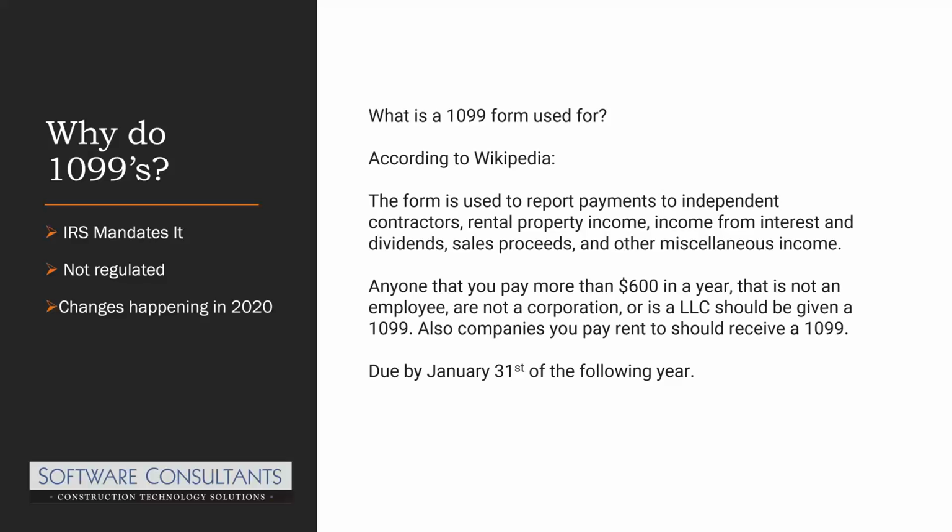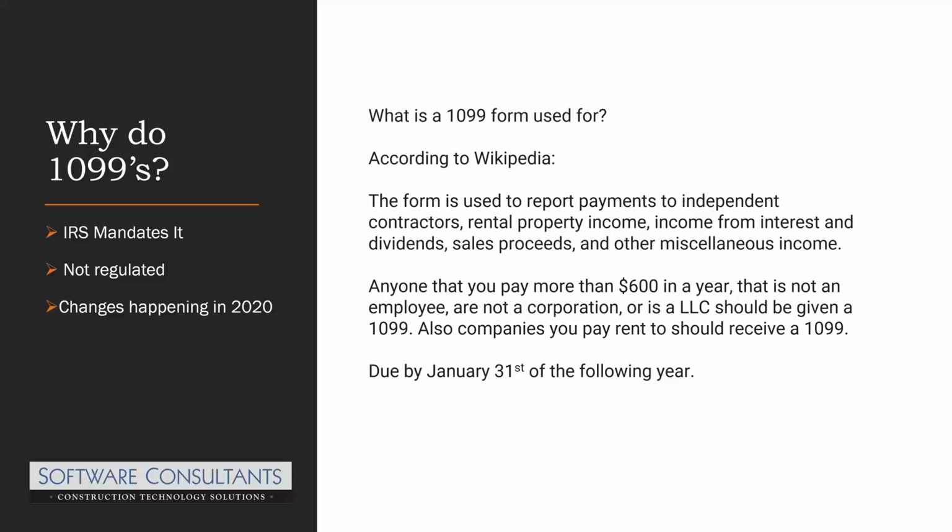According to Wikipedia, the form 1099 is used to report payments to independent contractors, rental property income, income from interest and dividends, sales proceeds, and other miscellaneous income. So anyone that you pay more than $600 in a year that is not an employee, because that is handled by W-2s, they are not a corporation, so they're not incorporated, and or if they are an LLC, they should be given a 1099. And any company that you pay rent to should also receive a 1099.